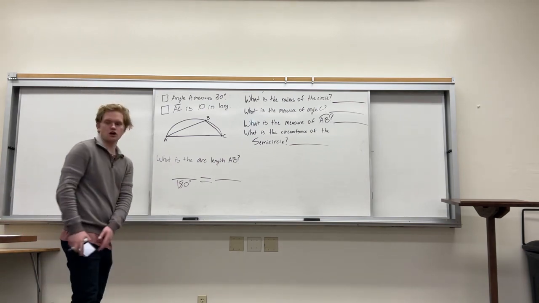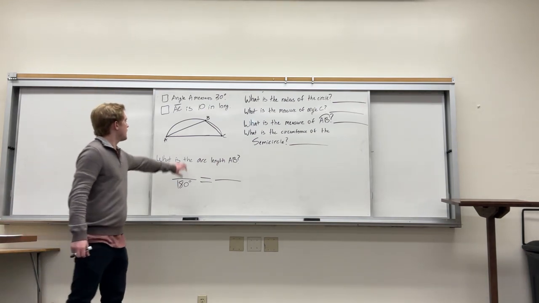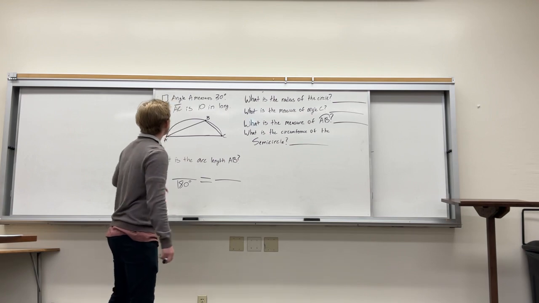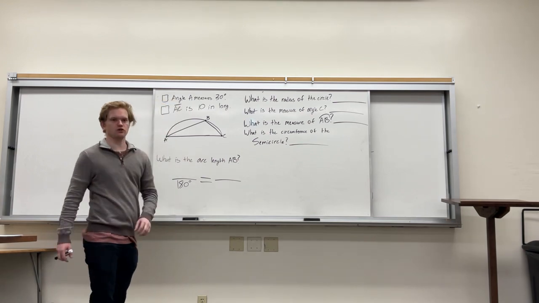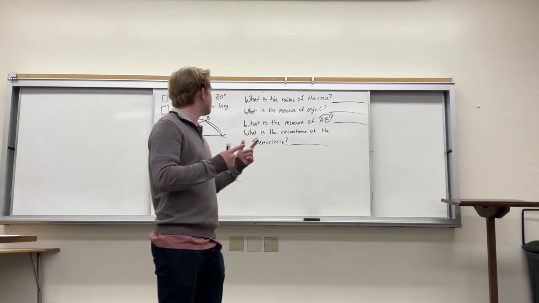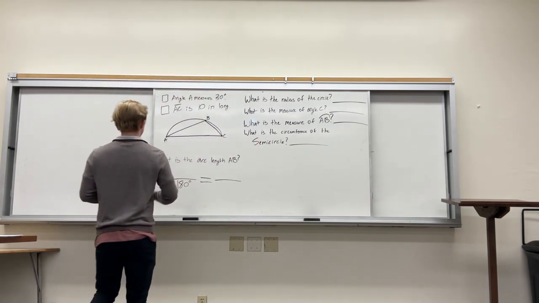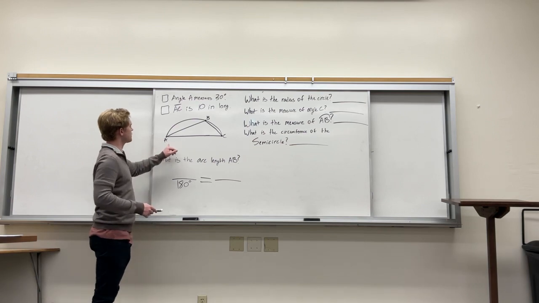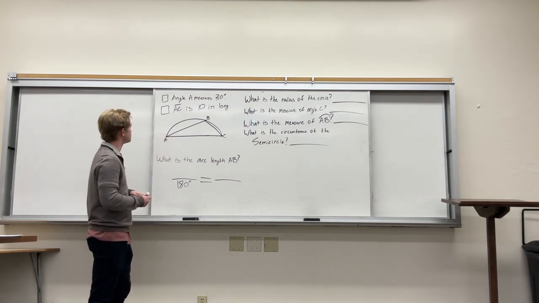So to finish off our reteach and to finish off the unit, we are going to be looking at a semicircle. So think of semi. When we think of semi, we think of half. So if we're talking about a semicircle, we're talking about half a circle.